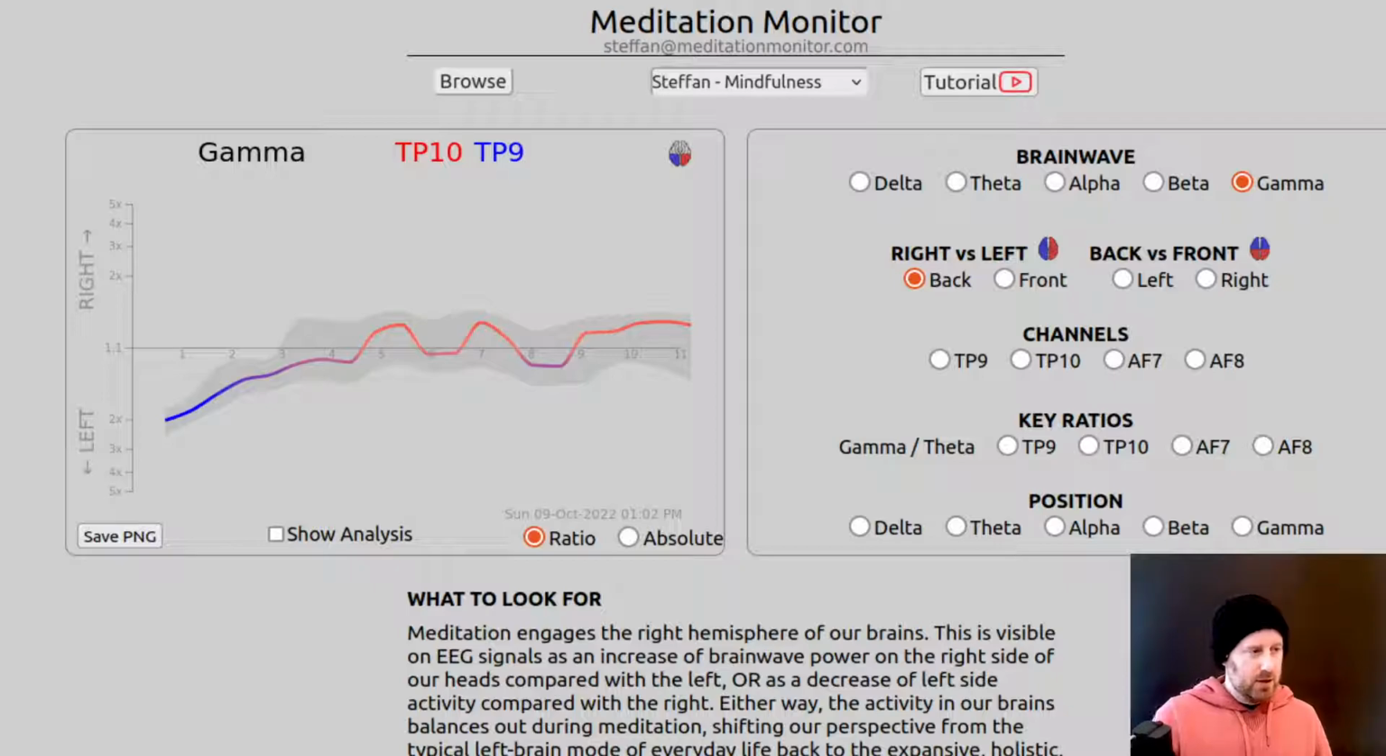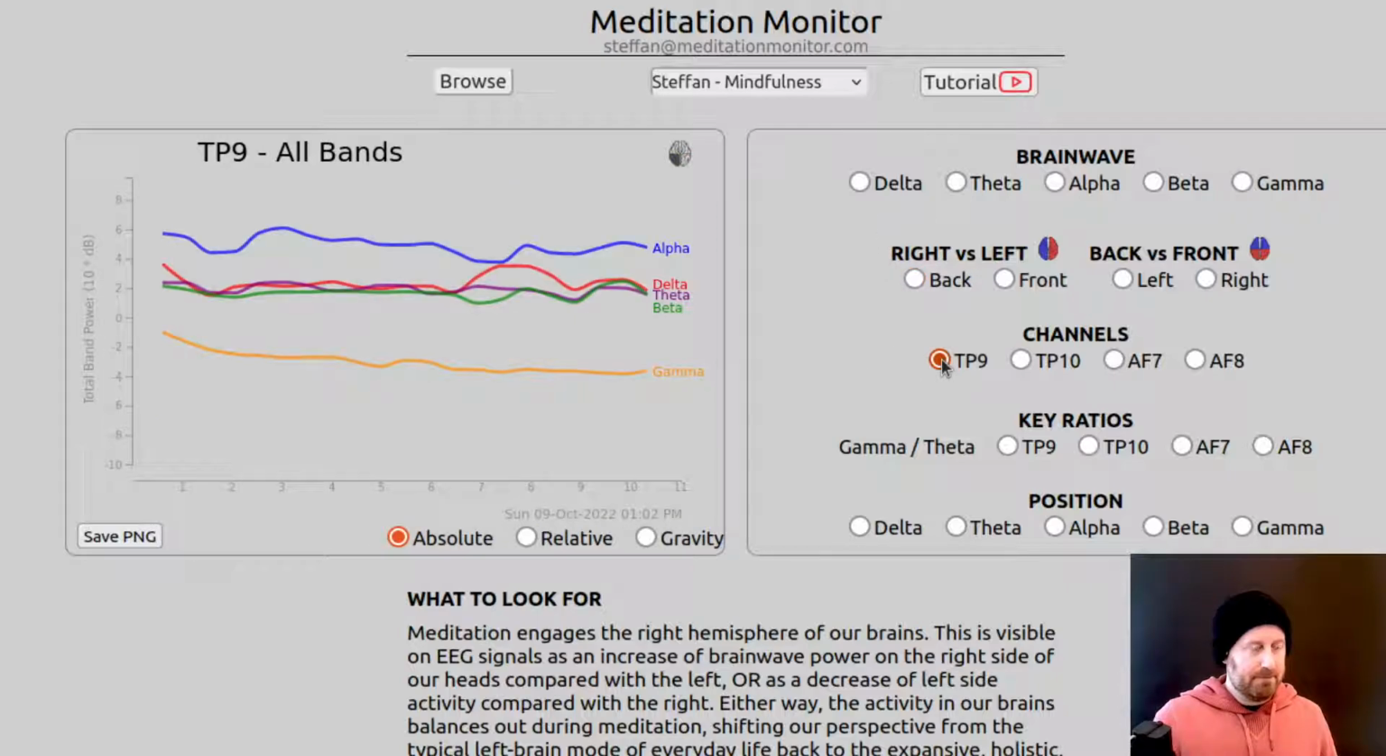Okay, so let's see. There's a lot to do. What do we do next? I think I have this cool analysis method, but let's get to that later. Instead, let's take a look at channels. This channel selector, I think this is new from the last video I made. It shows the same view that Mind Monitor did. For each position, each electrode, it just shows the total power of each band.